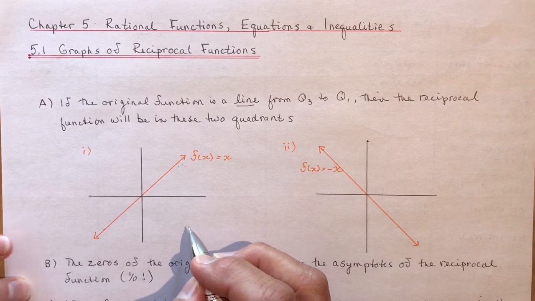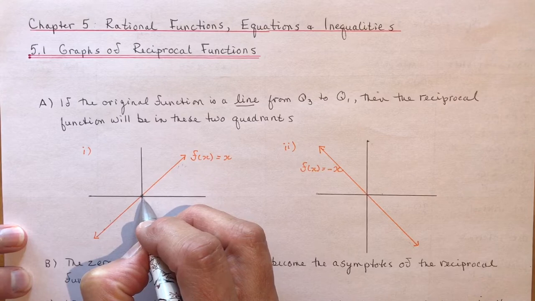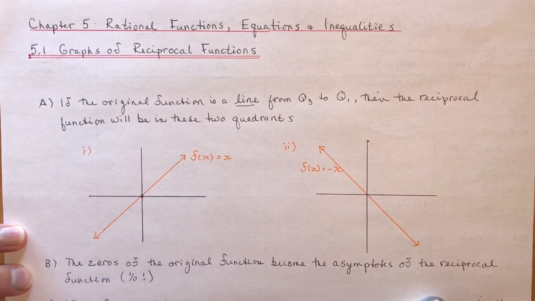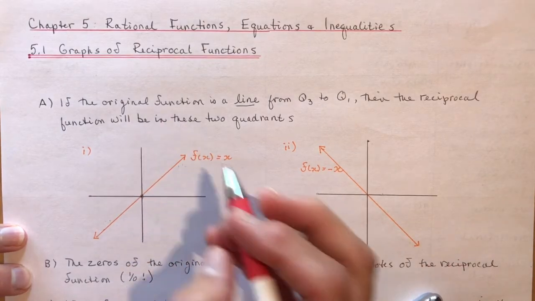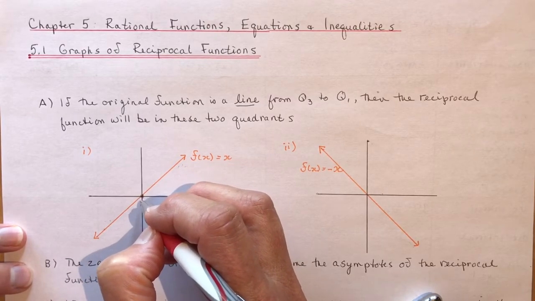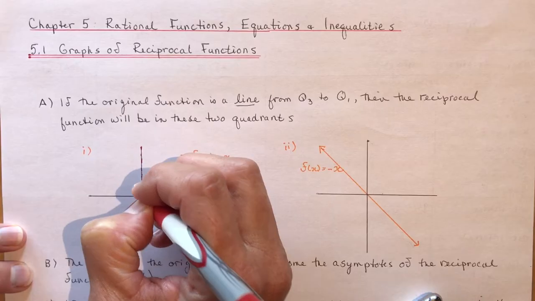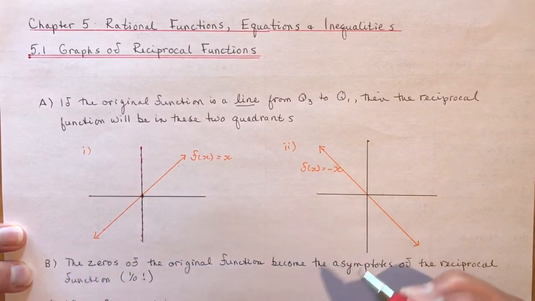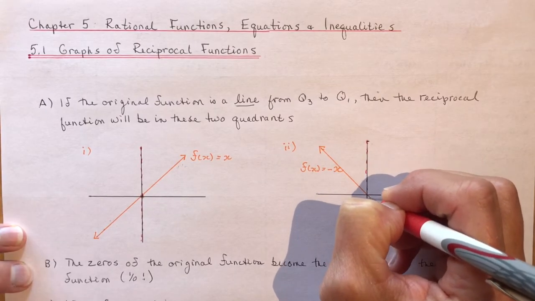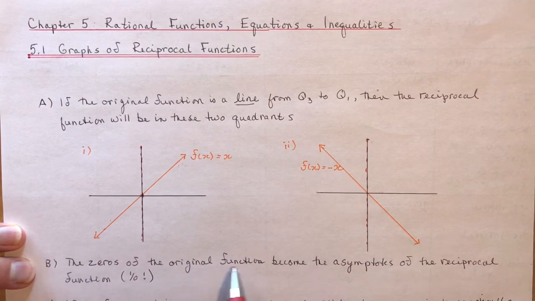So the important points when you're doing reciprocals are, first of all, the zeros of the original function, and that would be here. So the zero of this function is going to become an asymptote for the reciprocal, right? If I said, what's 1 over 0? So we're looking at the y value. 0 becomes 1 over 0, which is undefined. So where you have a zero, it becomes an asymptote on your reciprocal function. So for both of these, it would be the line right here. The zeros of the original function become the asymptotes of the reciprocal function. So these are vertical asymptotes, right?